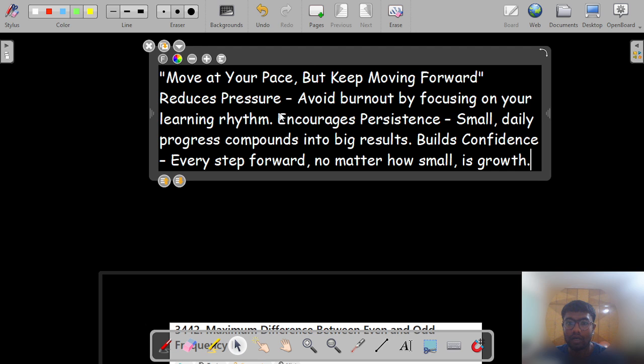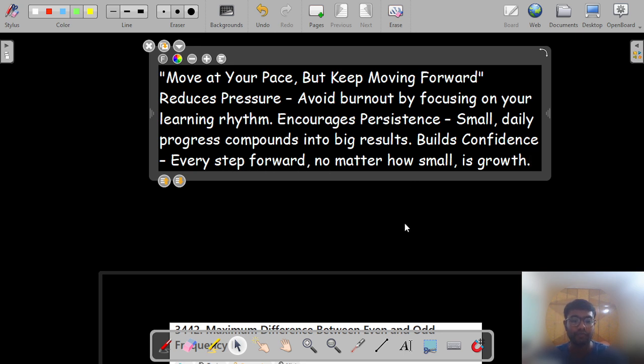Reduce pressure, avoid burnout by focusing on your learning rhythms and learning patterns, like when you study or what time you are interested. So focus on persistency, coming back daily, which compounds to big results. Build confidence every step forward, no matter how small the growth is.